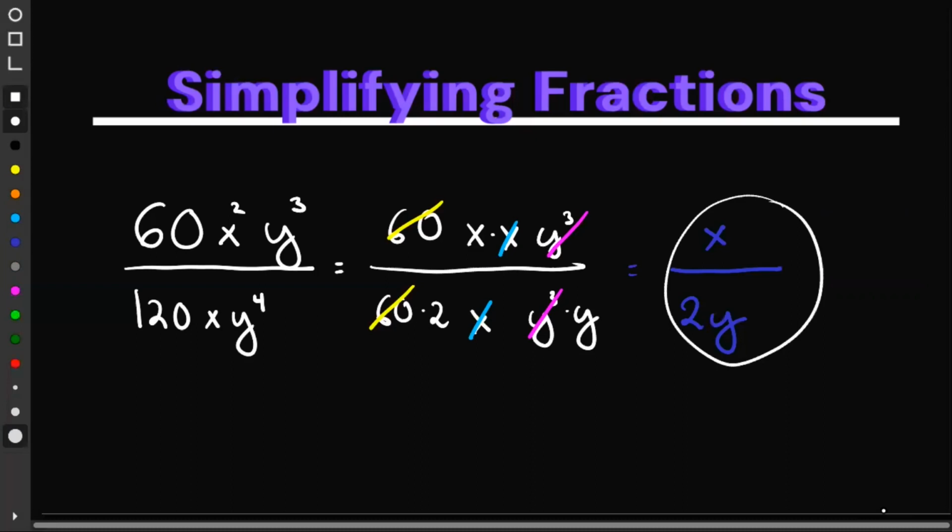So for this video, we have presented several examples on simplifying fractions, from basic level to harder level and involving some variables. So that is all for this video.